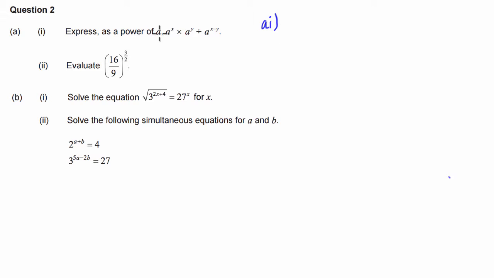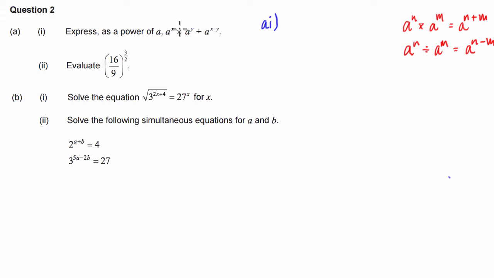Express as a power of a: a to the x times a to the y, divided by a to the x minus y. Just for your benefit guys, we're going to use two index laws here, the basic ones. We have a to the n times a to the m is equal to a to the n plus m, and the corollary of this, a to the n divided by a to the m is equal to a to the n take m. Cool. With these two index laws in mind, we're going to solve this first problem.